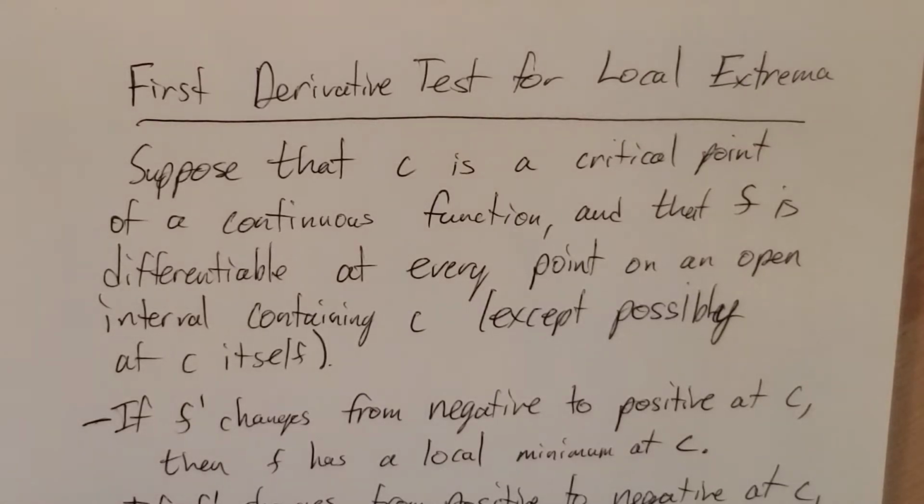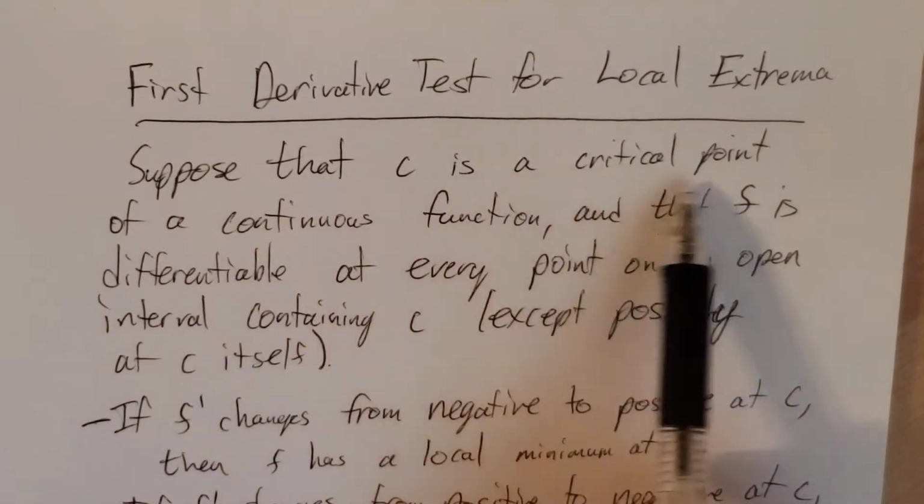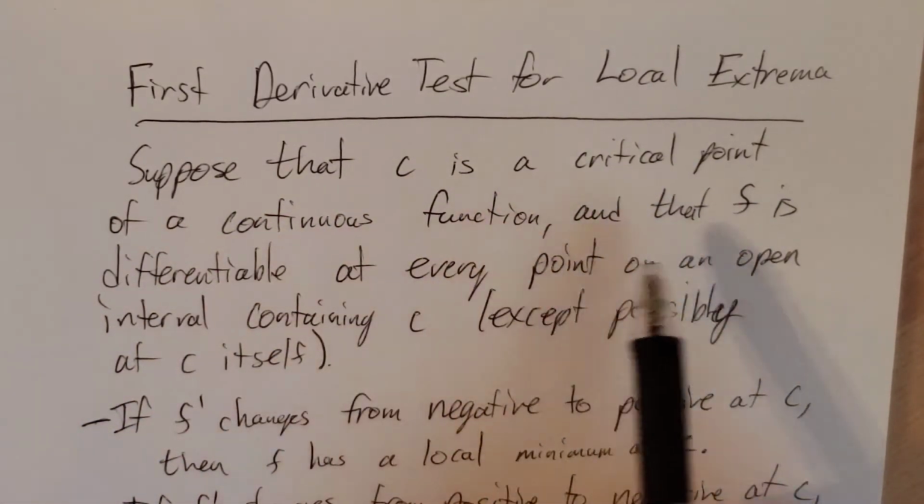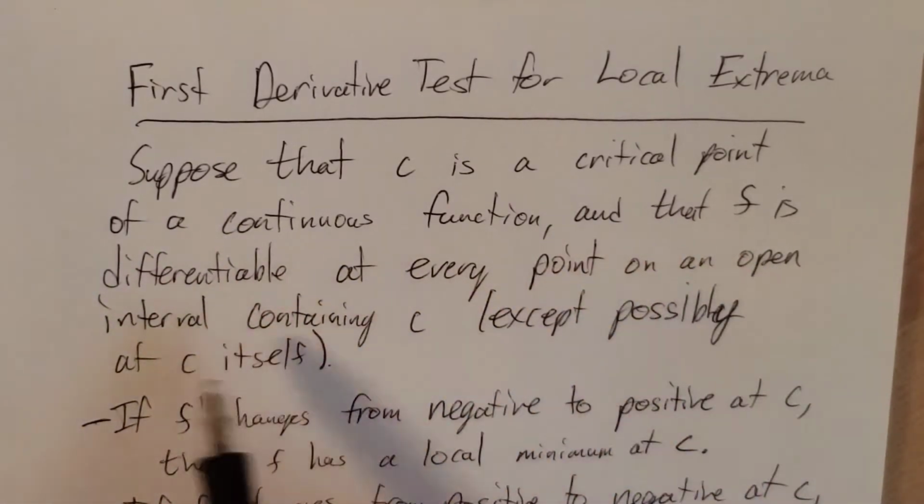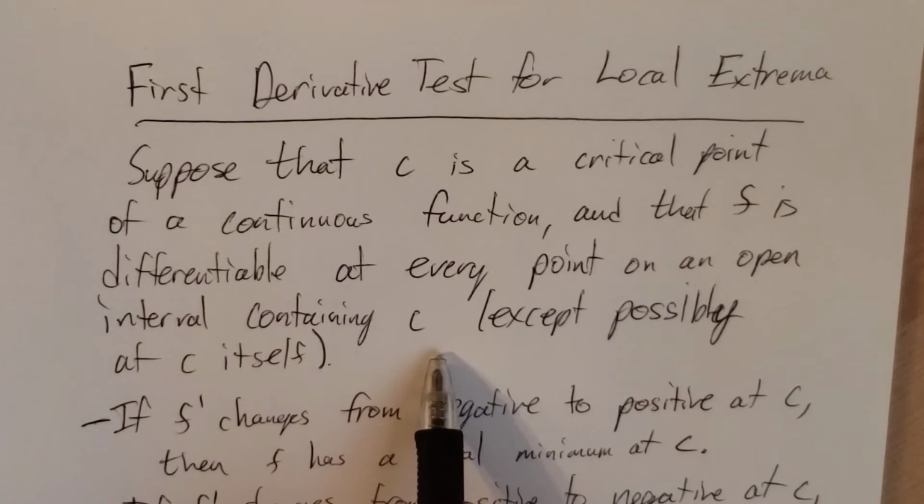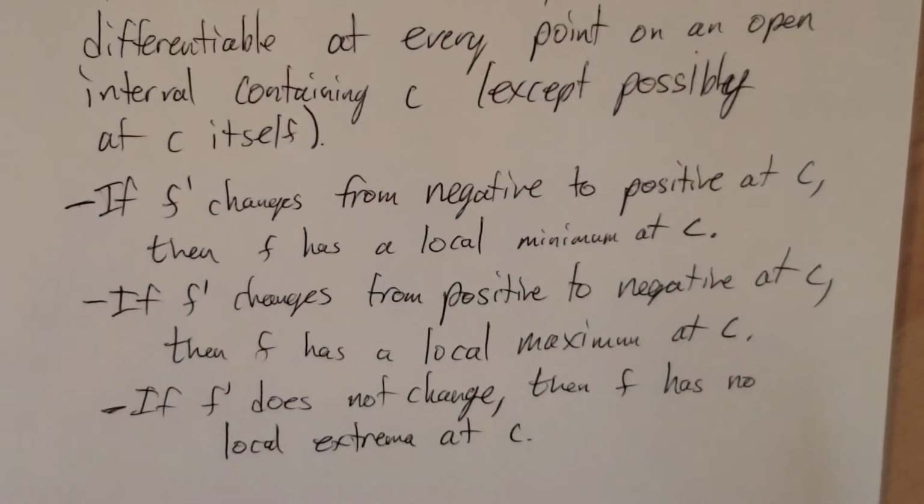In this video, we're going to take a look at the first derivative test for local extrema. And so let's go ahead and do that here. So we're going to suppose that c is a critical point of a continuous function and that f is differentiable at every point on an open interval containing c, except possibly at c itself. And then one of three things can happen.